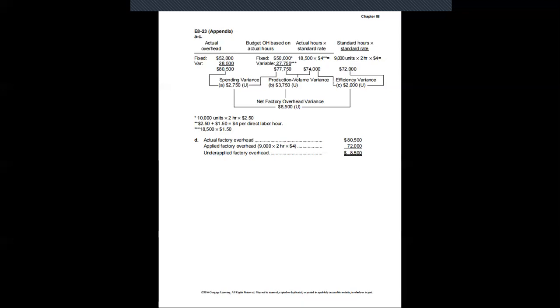So the net factory overhead variance is 8,500, all unfavorable. So we have an unfavorable amount. So in letter D, compute for the under-applied factory overhead. Actual factory overhead compared with the applied factory overhead. So we have the under-applied factory overhead equal to 8,500. That's in E823.